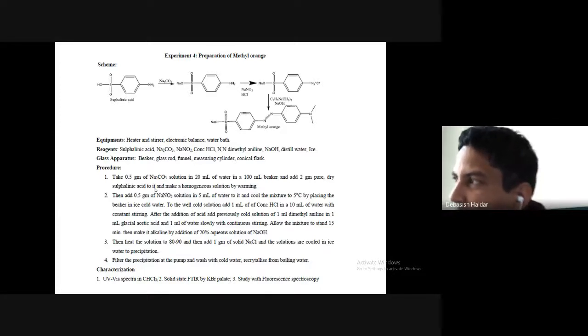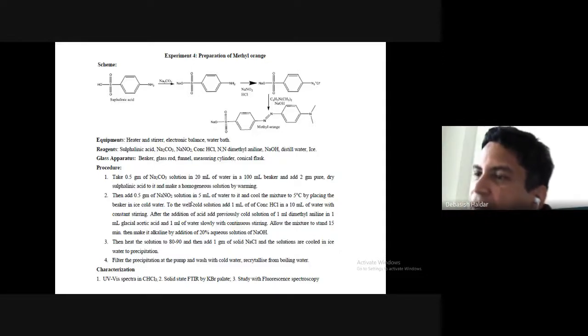Immediately the coupling reaction will take place, and we'll see the color change from the previous diazotization color to the methyl orange color. We'll allow the mixture to stand for 15 minutes to complete the coupling reaction, and then we'll make the reaction mixture alkaline. We have added HCl and glacial acetic acid, so now we need to make the reaction mixture alkaline by addition of 20% aqueous sodium hydroxide solution.